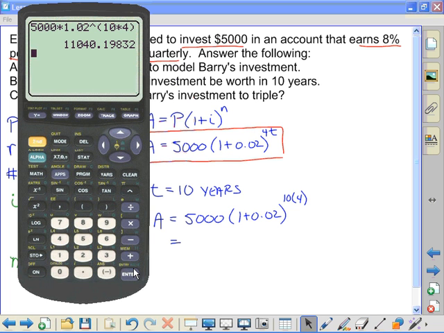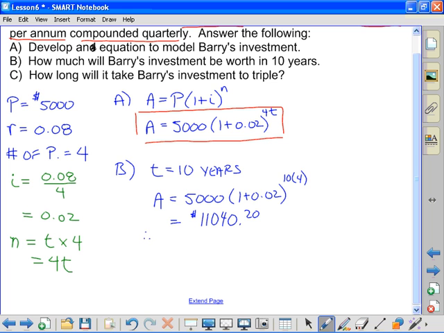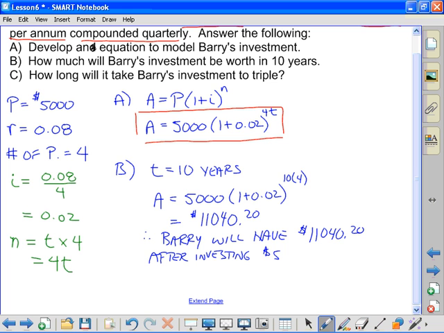11,040 and 20 cents. So let's see if my memory will hold. There we go. And a therefore statement. Therefore, Barry will have $11,040.20 after investing $5,000 for 10 years.